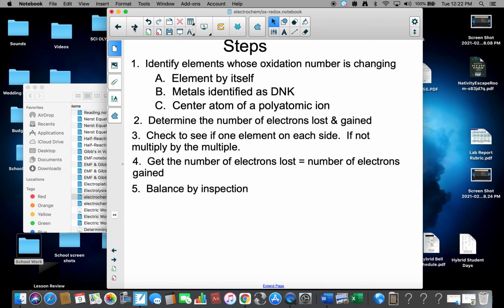So here are the steps in the process. First, we identify elements whose oxidation number changes. It will either be an element by itself, a metal, or the center atom of a polyatomic ion. Once we identify them, we find the number of electrons lost or gained. Check to see if there is one element on each side. If not, multiply by the multiple. Get the number of electrons lost equal to the number gained, and then balance by inspection: metal, non-metal, hydrogen, oxygen, like we always do.